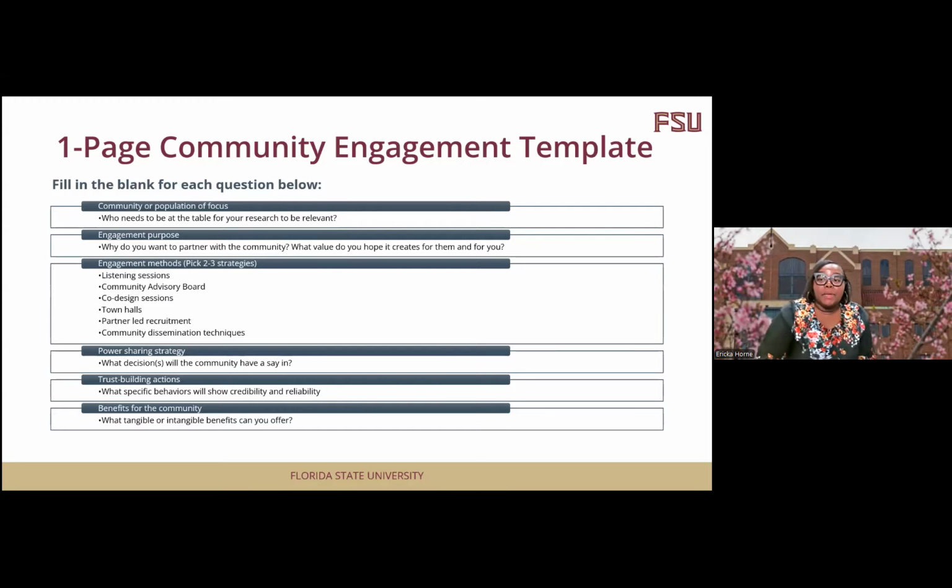And then lastly, benefits for the community, because at the end, it is still about the community being whole. Even the idea of we want to reduce obesity in Gaston County. We want to make sure that they show up from that initial example. What tangible or intangible benefits can you offer? They didn't understand why I wanted to do obesity. I wanted to have this entire program around obesity for youth.